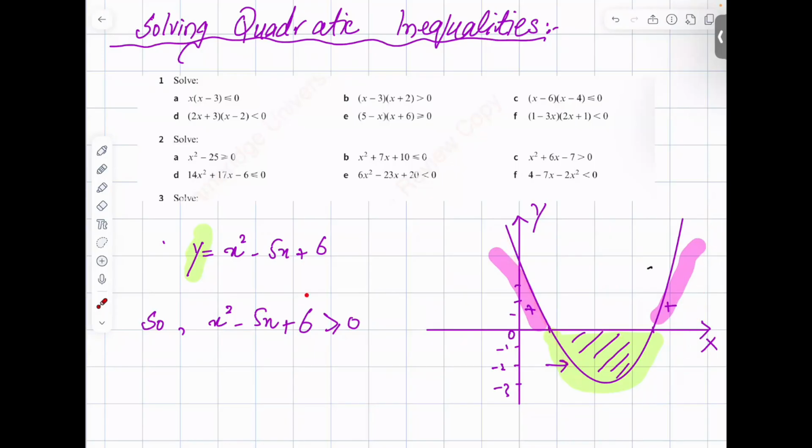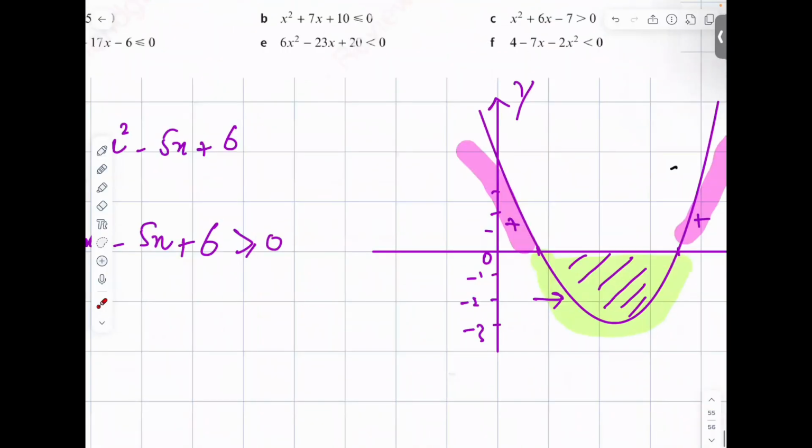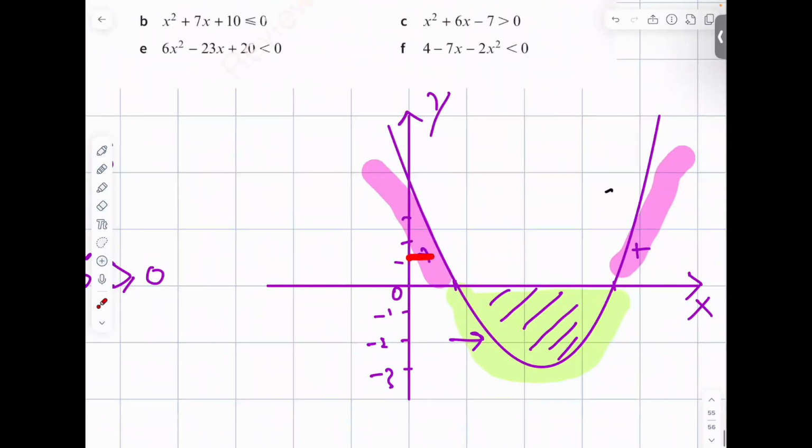In order to solve this quadratic inequality, x square minus 5x plus 6 is greater than or equal to 0, you need to understand the portion of the graph that is lying below the x-axis. Here, it is negative, and the portion of the graph lying above the x-axis is positive here, right? These are the positive portions, these are the negative.